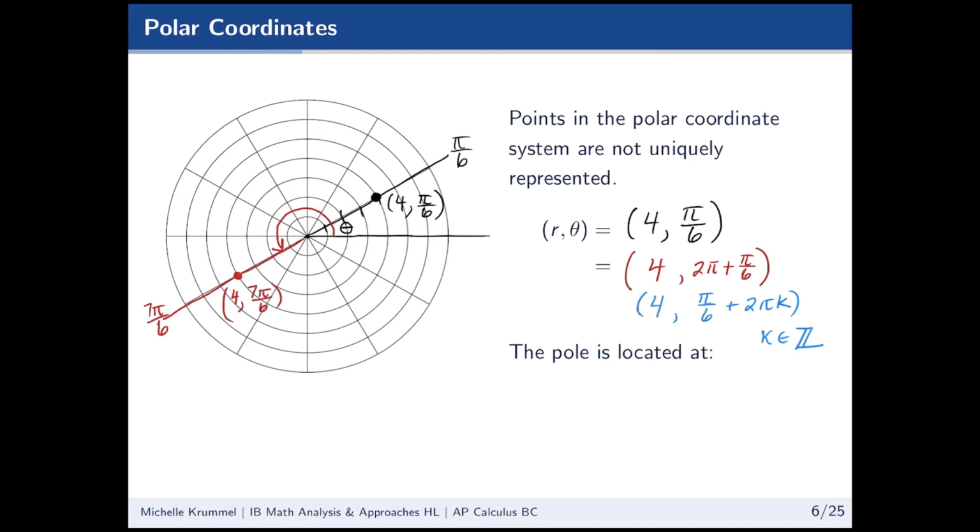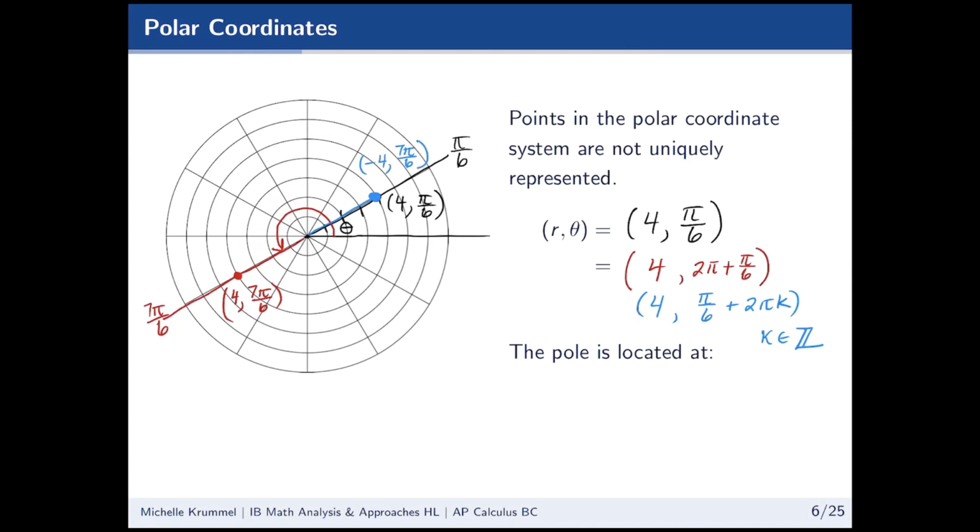Because we move from the pole along the terminal side of the angle, that's considered a positive r direction. But if I move in the opposite direction from that, that would be a negative r value. So I could go to an angle of 7 pi over 6, and instead of moving forwards 4 units, I could move backwards 4 units, which would take me right here. So negative 4 comma 7 pi over 6 is another way we can write the coordinates of this point.